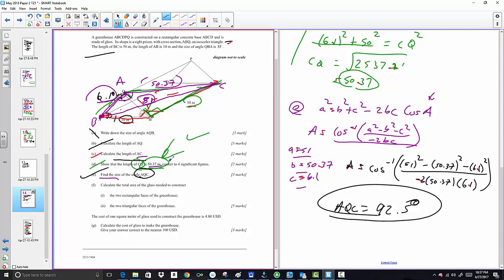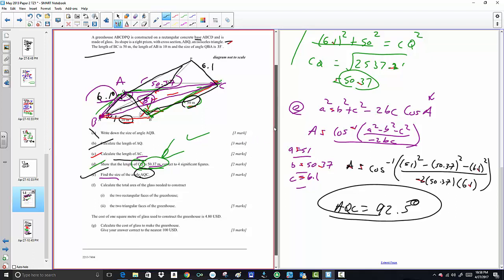And now it says calculate the total area of the glass needed to construct the 2 rectangular faces of the greenhouse. Okay, so there are 2 rectangular faces and a third, which is a base. The base is not a face, it's considered the base, right? So they call that different. So they want this rectangle, and then of course this one back over here. They want these 2, and they're the same. So we know the width is 6.1 because it's the same as this one, and the length is 50.